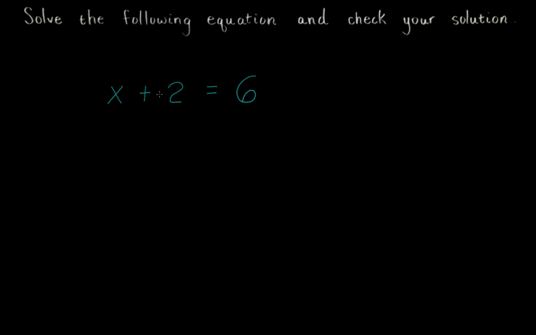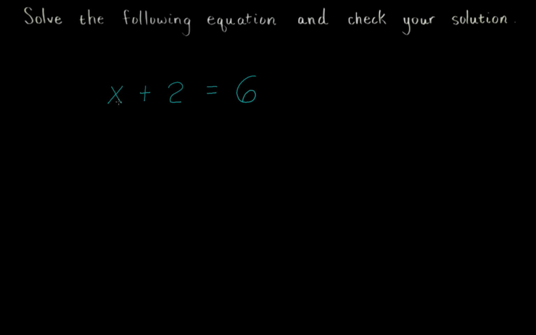So we see that x plus 2 equals 6. When you're asked to solve for x in an equation, what you're really being asked to do is to get x by itself on one side of the equation, or whatever variable you're using. It could be a or m or q, whatever variable you're using. In this case, it's x. So how do we get x by itself?